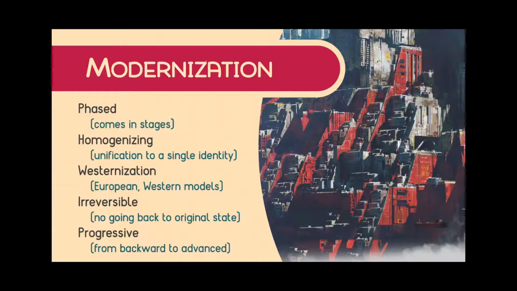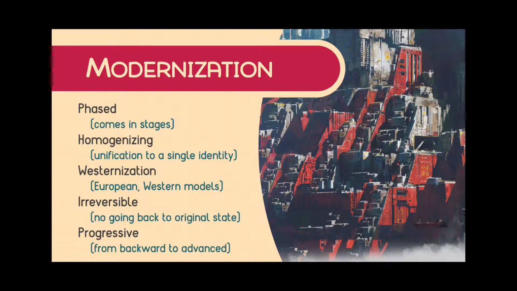Next is it homogenizes the culture. So it's a unification to a single identity, which is usually modern culture is almost the same. It's impersonal, it's bureaucratic, it's efficient, it's calculable, it's reflexive. So most urban centers all around the world have that common spirit or cultural identity.